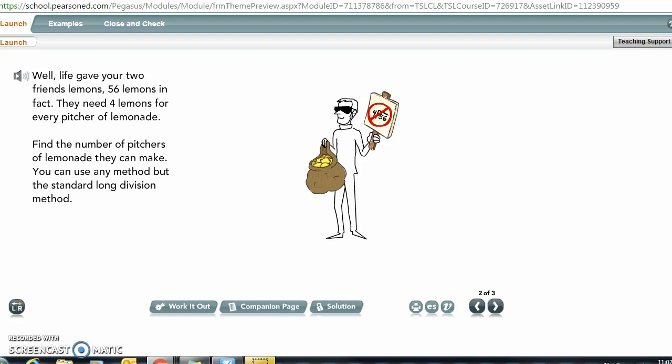Okay, so if I have a total of 56, essentially they want to know how many times I can divide 56 by 4. So they don't want us to use the long division, but I know that 4 times what number will give me 50? Since 56 has 5 tens, I know that I'll have 10.